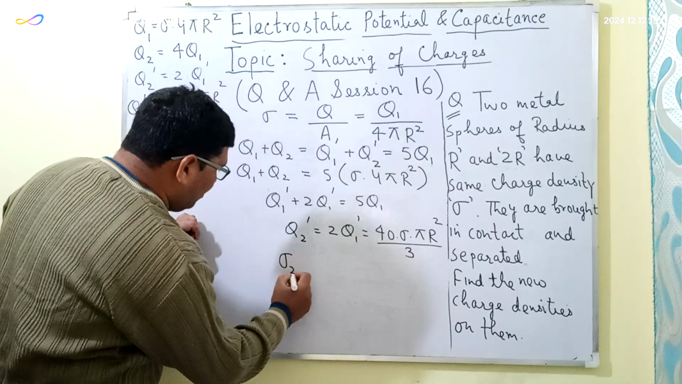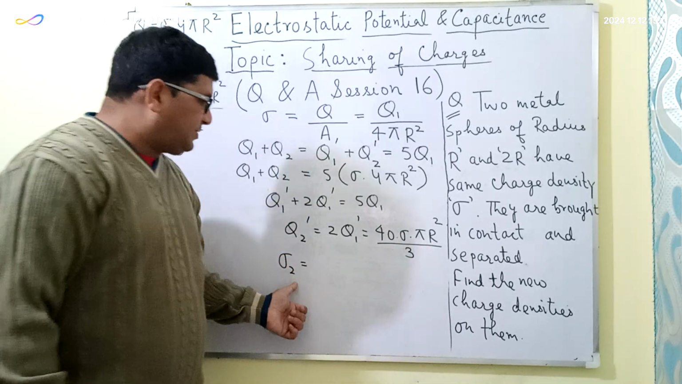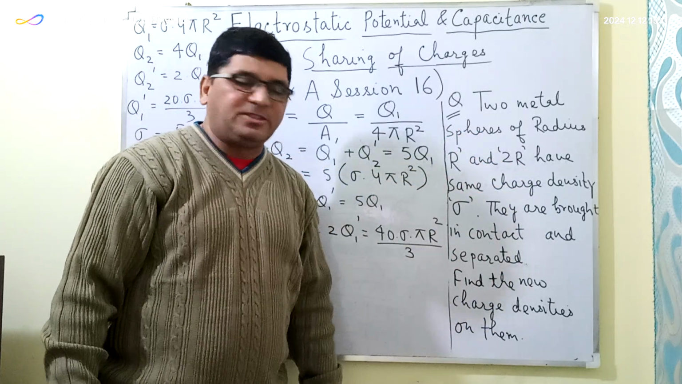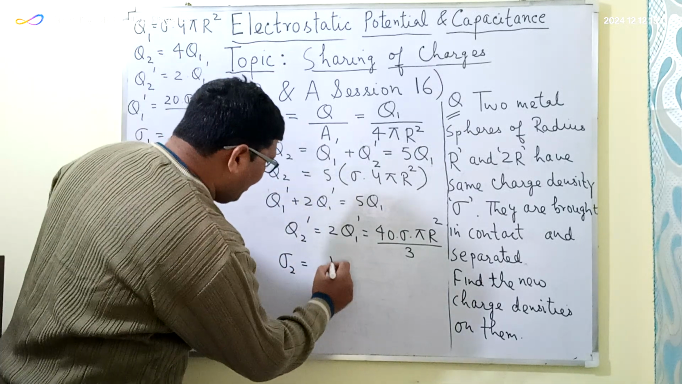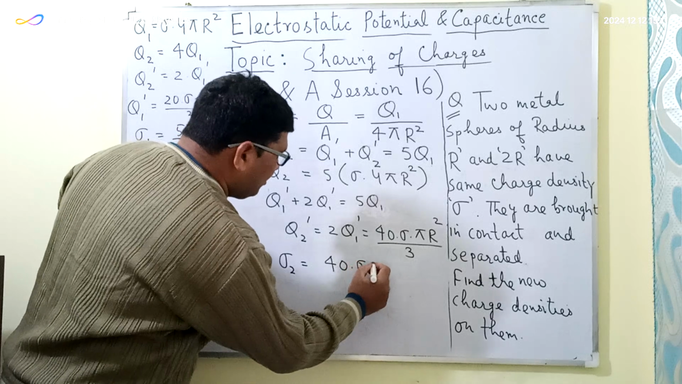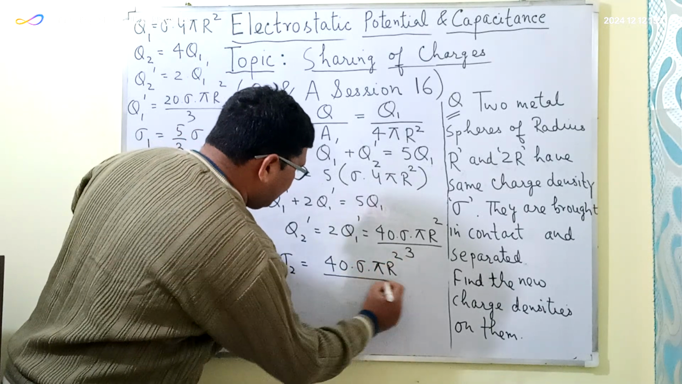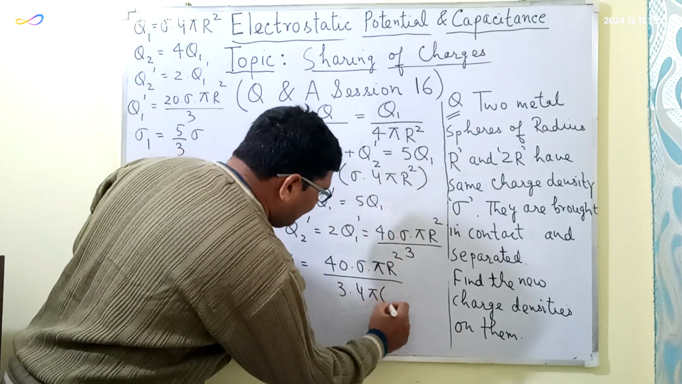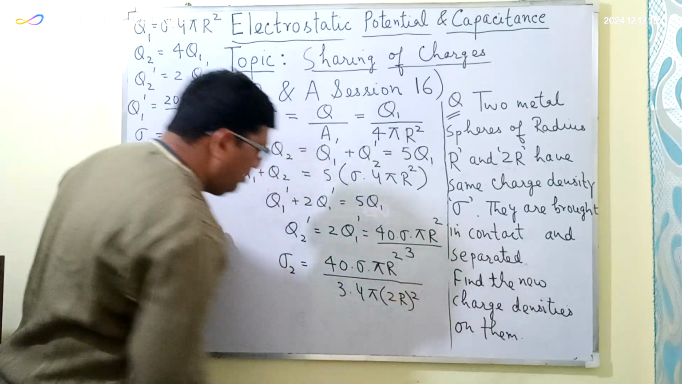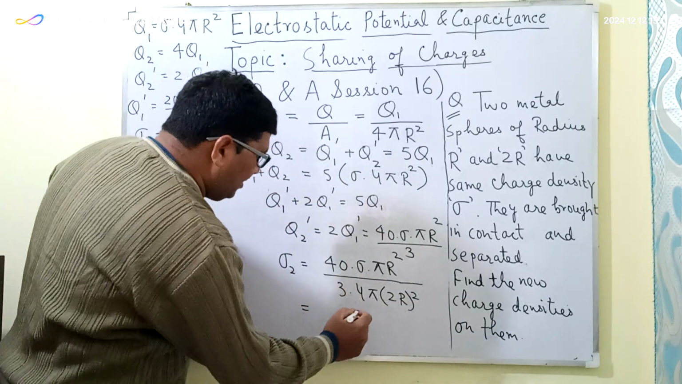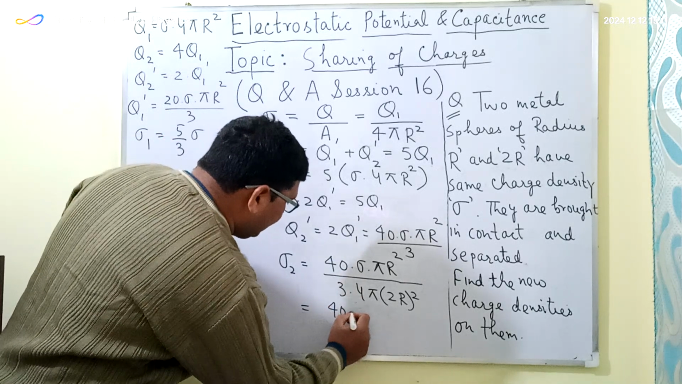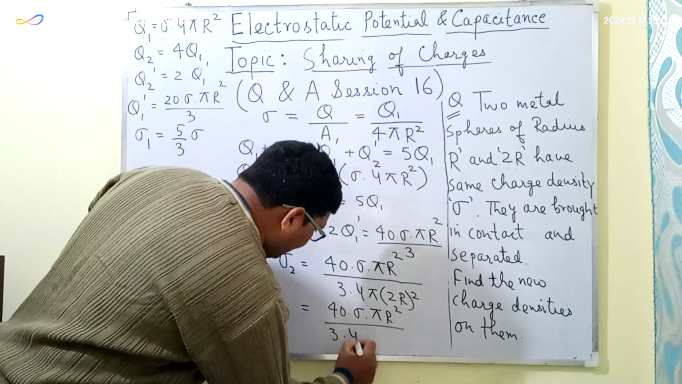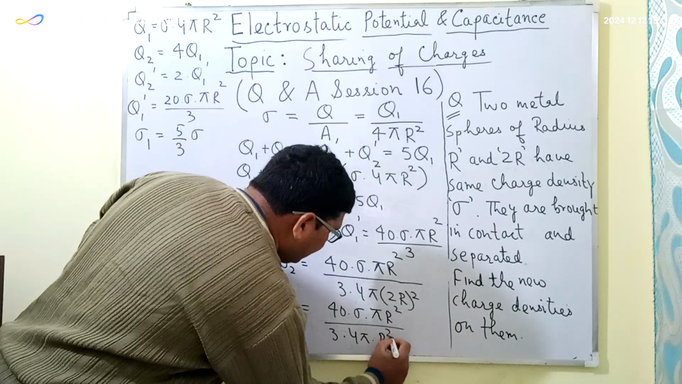So sigma 2 is the surface charge density of the sphere of radius 2r after both these two spheres are brought in contact with each other and separated, and this is equal to 40, that is Q2 dash, divided by the surface area. So here the surface area will be equal to 4 pi, and here the radius is 2r, so this is equal to 2r whole square. So from here I will be getting 40 into sigma into pi r square divided by 3 into 4 pi into r square into 4.